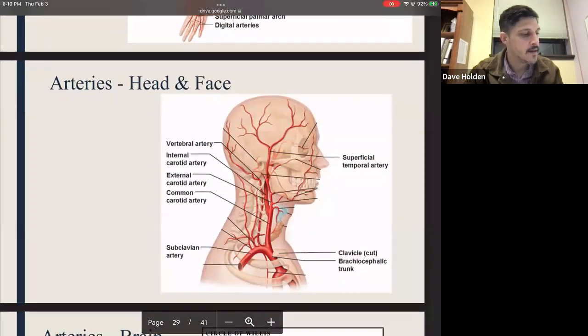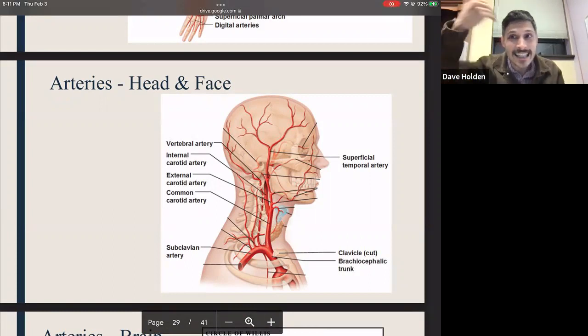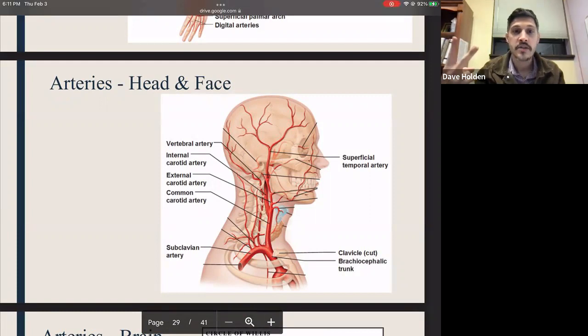Looking into the head, two that I want to point out here, right on the side of the face, right in front of the ear, there's an artery running up on the outside. It's called the superficial temporal artery. Superficial because it's superficial. It's not inside the bone, it's outside the bone. Temporal tells me where it is. It's in the temporal region. Artery tells me what it is.